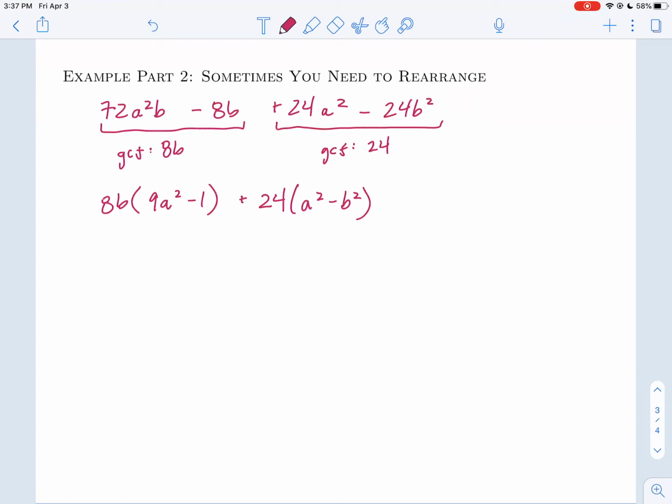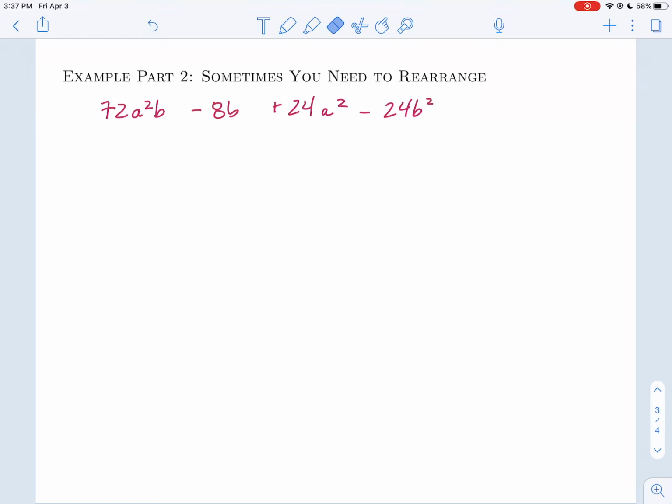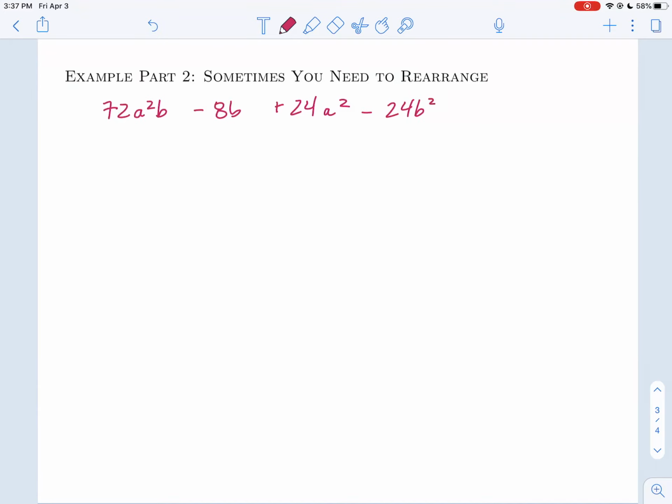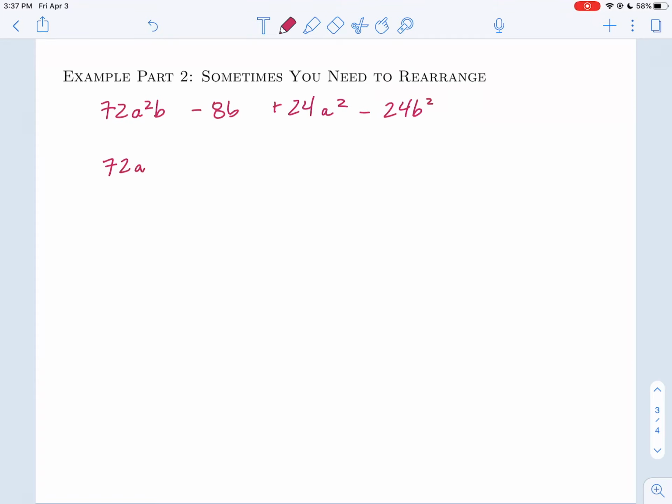So something that you sometimes need to do with these is that you need to rearrange the terms before you group them. So let's think about that a little bit critically. What we want to do is try to maximize those greatest common factors. So we want to put together terms that look more similar to one another. So for instance, I see here that the 72a squared b and the 24a squared both have those a squared terms. So I'm going to put them together. That's going to increase that greatest common factor between my first two terms. So let's rearrange. We'll do 72a squared b, and then we'll add in the 24a squared. And then we'll have that minus 8b minus 24b squared.